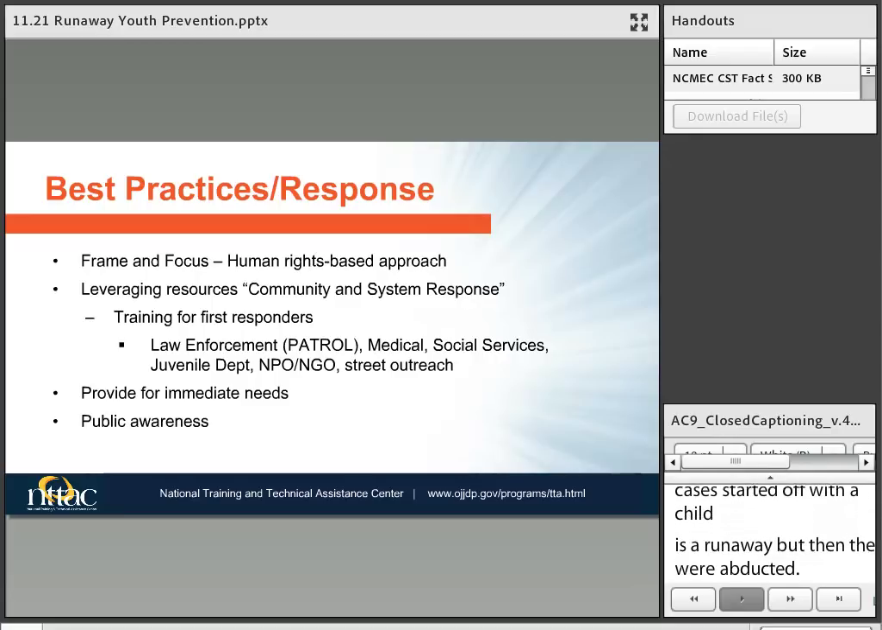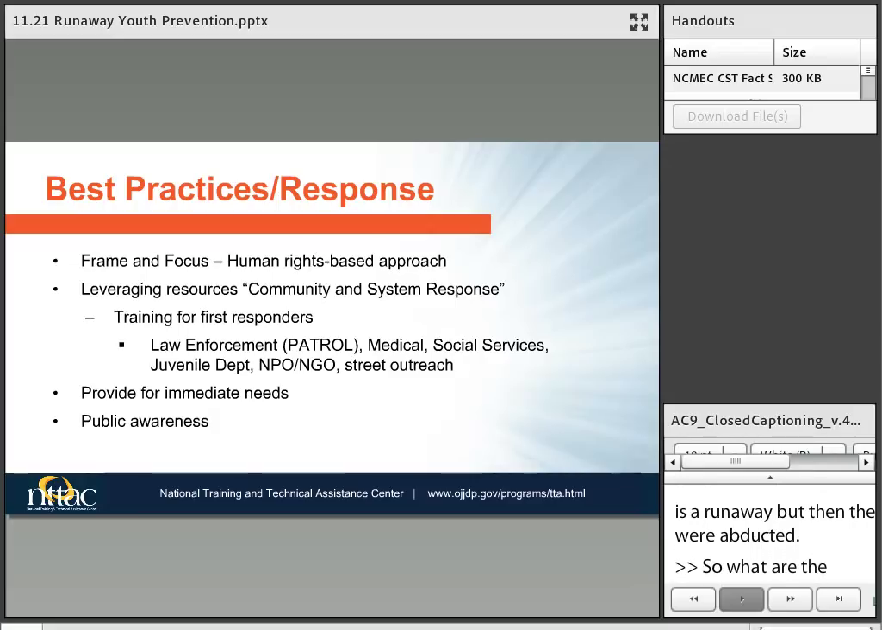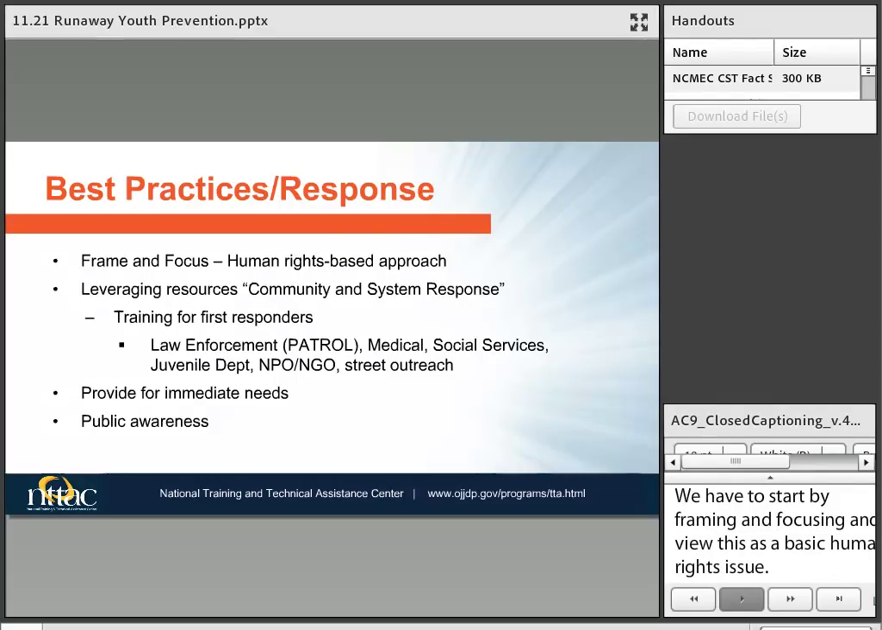So what are the best practices? What do the best practices look like on this? We have to, again, start by framing and focusing, and I view this as a basic human rights issue. When I say a basic human rights issue, everybody deserves our best services as a system. Everybody deserves equal protection under law. Their prior conduct, the perception, no matter who you are, that should not impact that result.